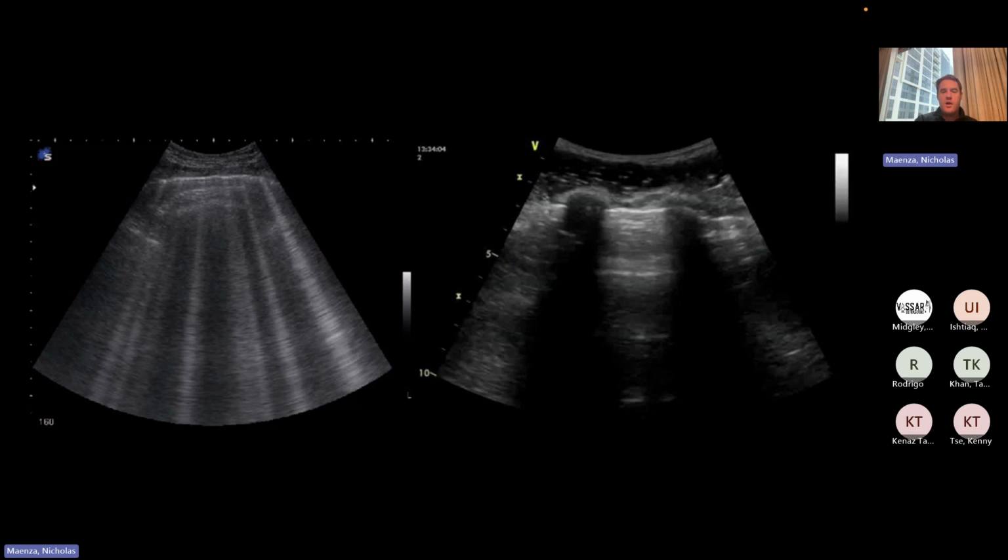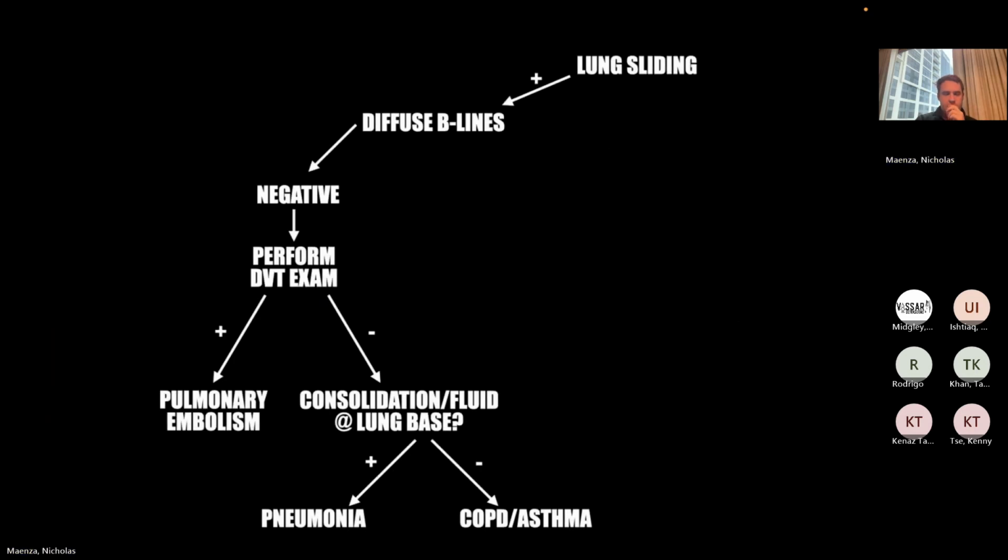So you look for B lines after finding normal lung sliding and they're just on one side. That tells me that this one lung, the one area where I'm seeing just these B lines, is infected. All right.